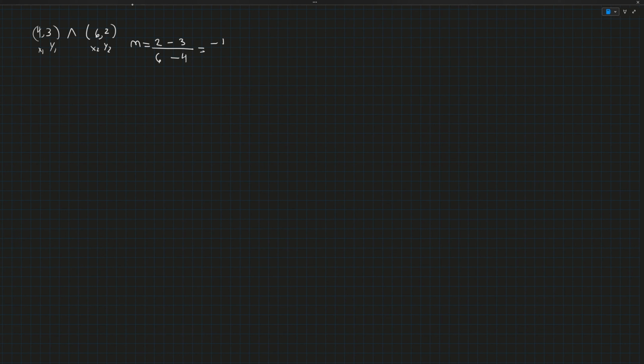2 minus 3, that becomes negative 1. This becomes 2, which is equal to negative 1/2. Since the slope is negative, it means it's decreasing by a half. Now, which one of these 2 points do I want to use for my x and y intercepts? Well, honestly, I would go for either one, but I'm going to go with this one because it has rational numbers and they're even, so we could divide easily by 2.